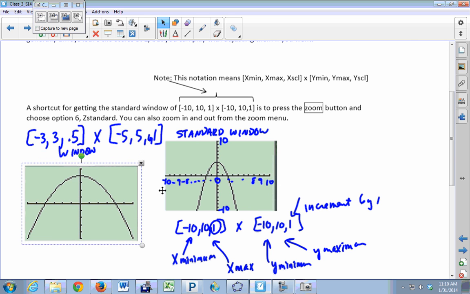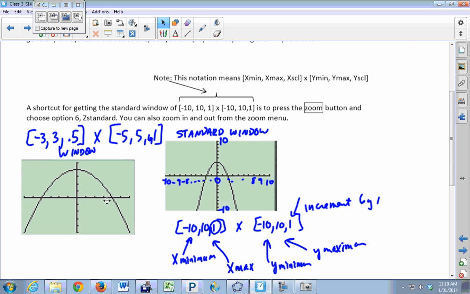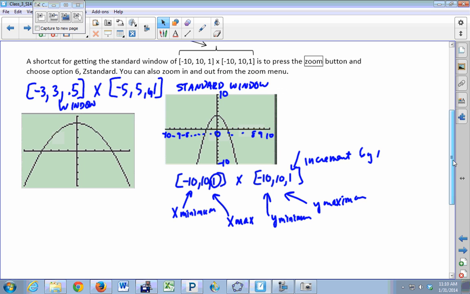Now later on, when we're graphing different types of equations, you might get a little frustrated because when you hit that standard window, you won't be able to see the whole thing. And that's what you have to do. You have to go in and play around with the window a little bit until you can see your whole graph. Sometimes it's a little frustrating, but with a little bit of practice, you really get the hang of it.